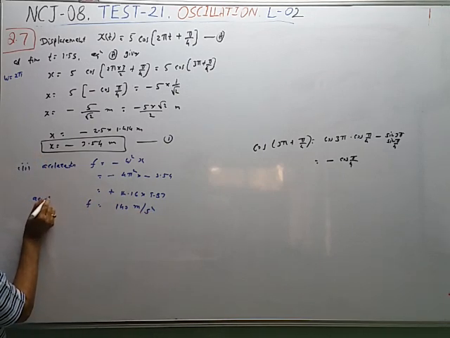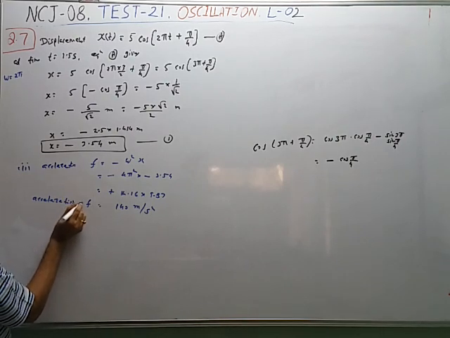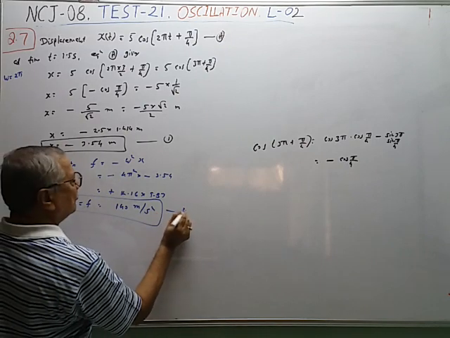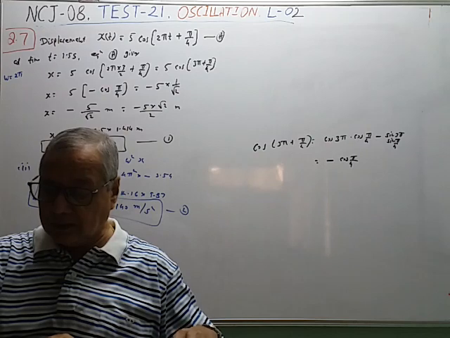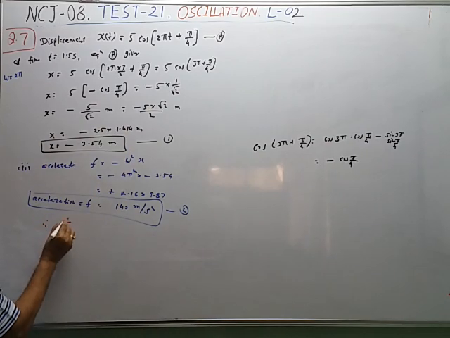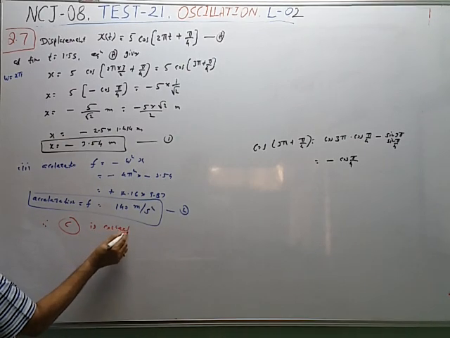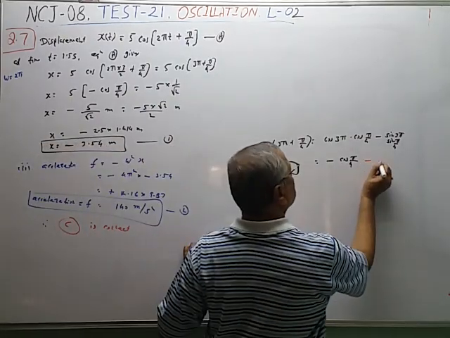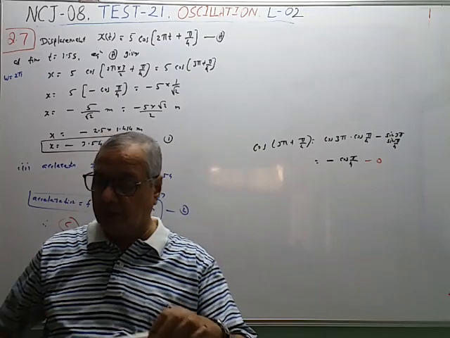Acceleration a is equal to 140 meter per second square. So 1 and 2 show that the correct choice is C. Therefore, C is correct. Sin of 3 pi is 0. Like this.